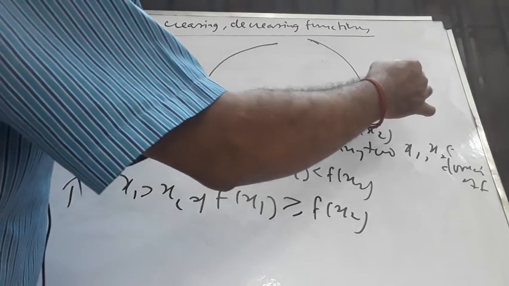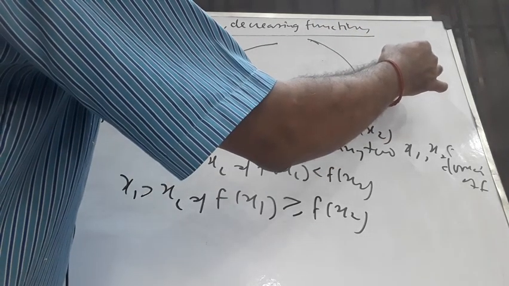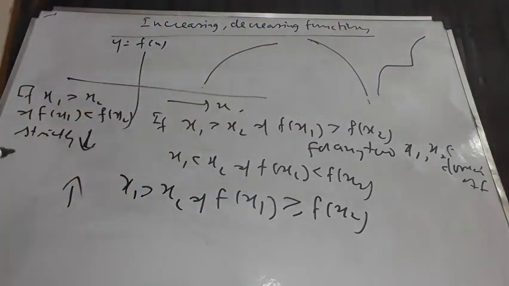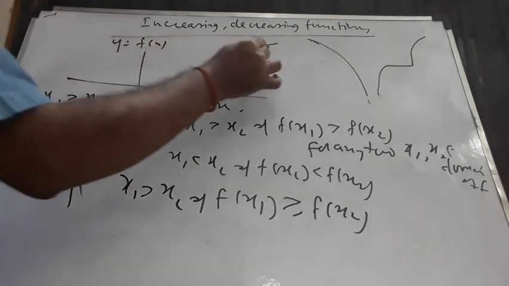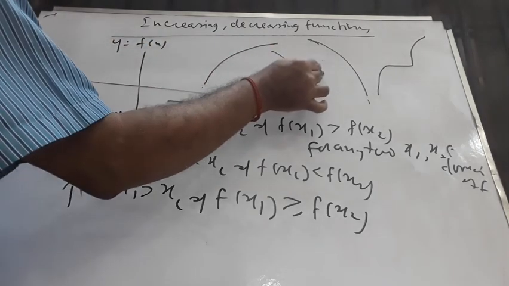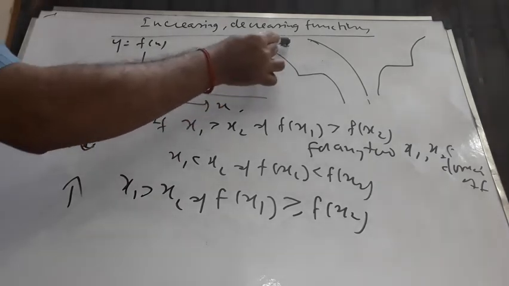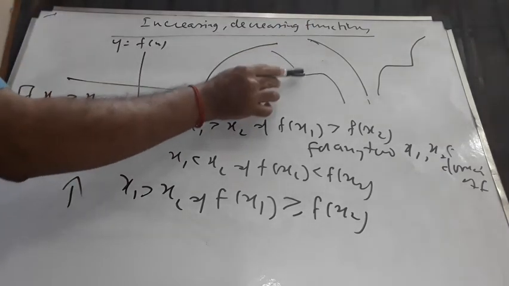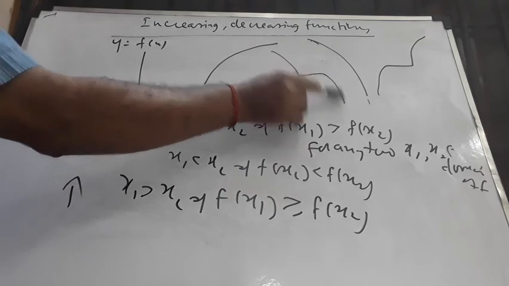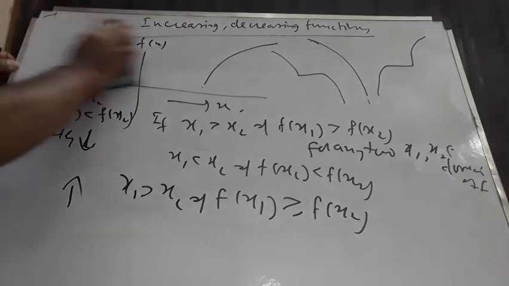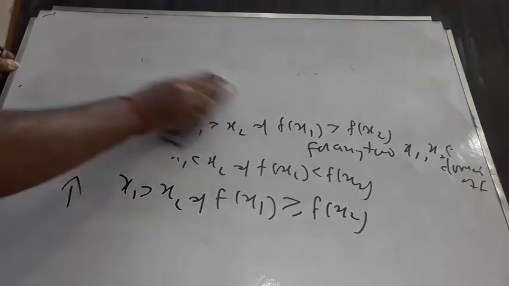Not strictly increasing means the graph will keep moving up, and at some stage you may get a flat value, then it increases. That's the meaning of increasing but not strictly increasing. Similarly, here it will decrease, you may get equal values, then it will again decrease. Here it may get equal values at some places, then it will come down. That's the meaning of increasing but not strictly increasing, and decreasing but not strictly decreasing. These are the basic definitions behind that.